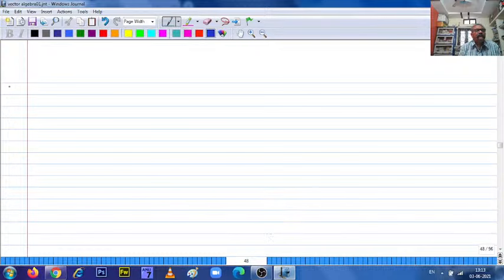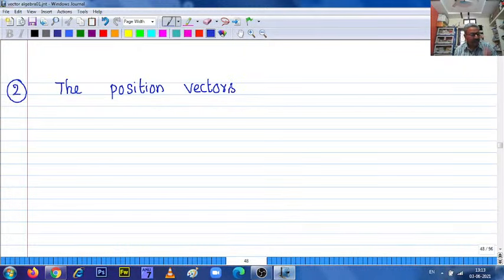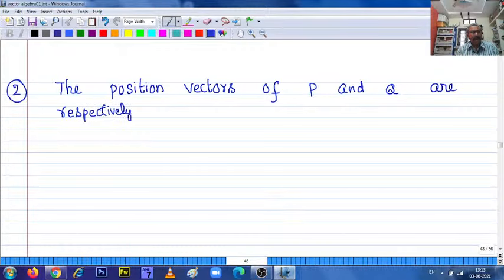Next, second question now. The position vectors of P and Q are respectively A bar and B bar.